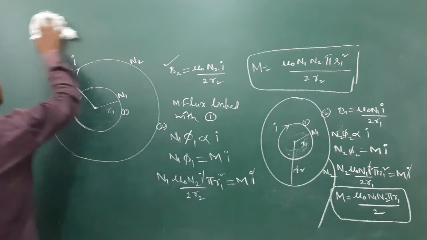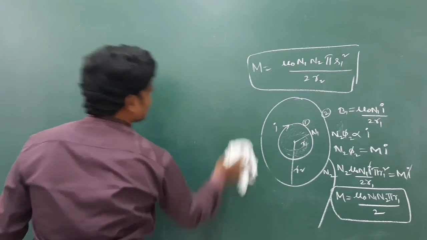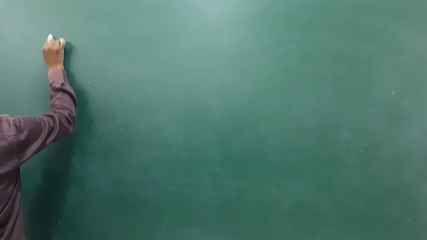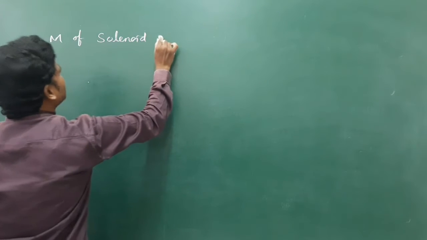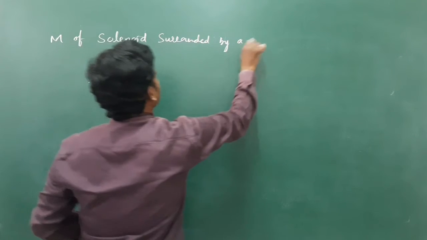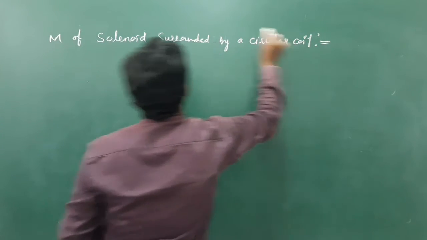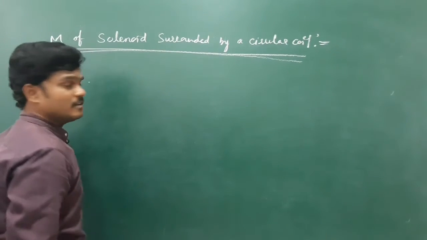Now let me continue with one more application. So try this one. Mutual inductance of a solenoid surrounded by a circular coil. So, the mutual inductance of a solenoid that is surrounded by a circular coil.